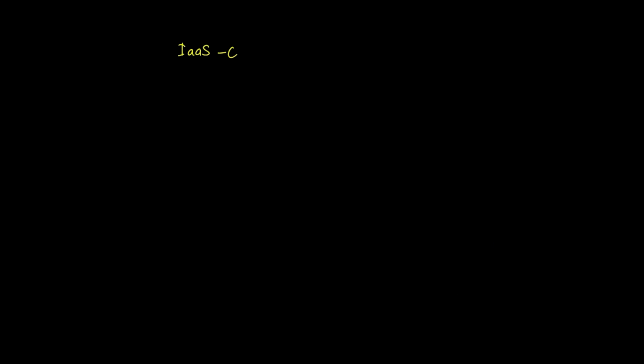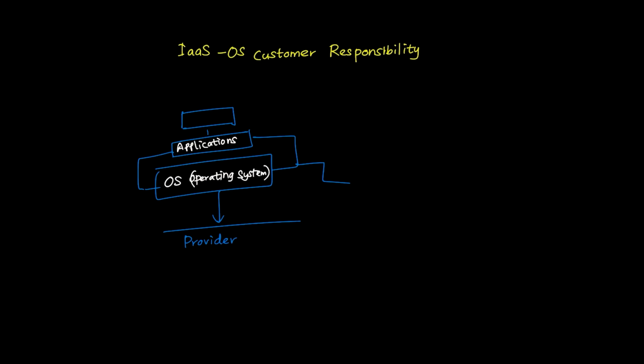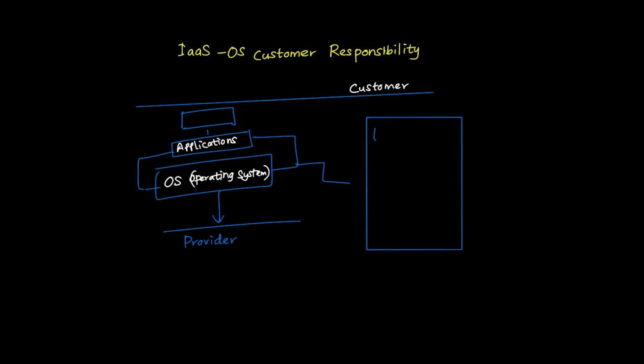In infrastructure as a service, the operating system represents the critical boundary of customer responsibility. When you provision a virtual machine in IaaS, the provider gives you raw compute resources with virtualization, but from the operating system upward, everything becomes your domain. You must install the OS, configure it, harden it against attacks, apply security patches, manage user accounts, and monitor for threats.